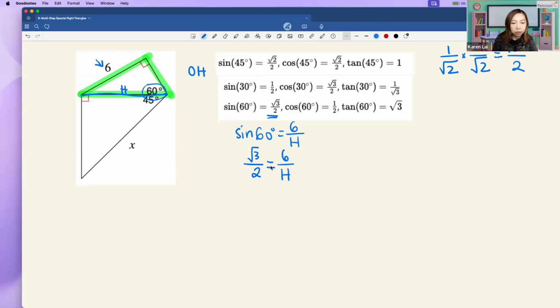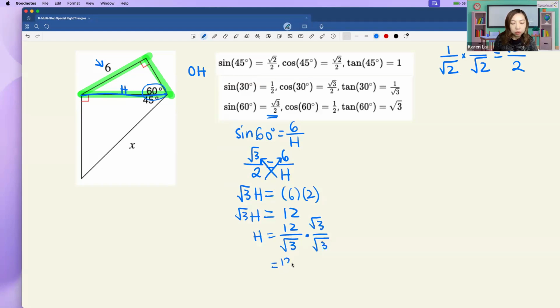Do a little algebra with two fractions, with an equal sign between. We can cross multiply. So we have root 3 H equals 6 times 2, which is 12. So H will be 12 over root 3. Again, if we don't want the square root here, we can multiply the top and the bottom by root 3. So the top would be 12 root 3, and the bottom would be 3. Here we can further simplify it as 4 root 3. Okay, so now we have H, which is 4 root 3.